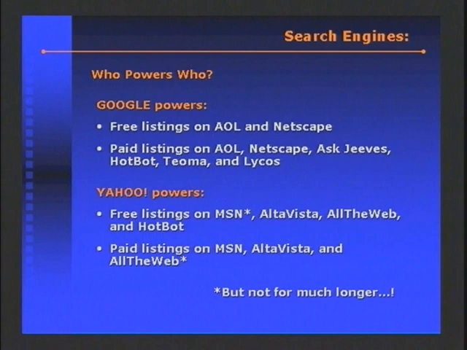Well, Yahoo bought Overture. So when you actually pay for a listing in Yahoo, it's powered by Overture, and Overture also powers MSN, AltaVista, and AllTheWeb for their paid sponsor listings. So that's how it works. And note, again, MSN is going to change a little bit, and AllTheWeb is going to change a little bit as things get bought out and new technology becomes available. They're going to start using their own search engine technology.